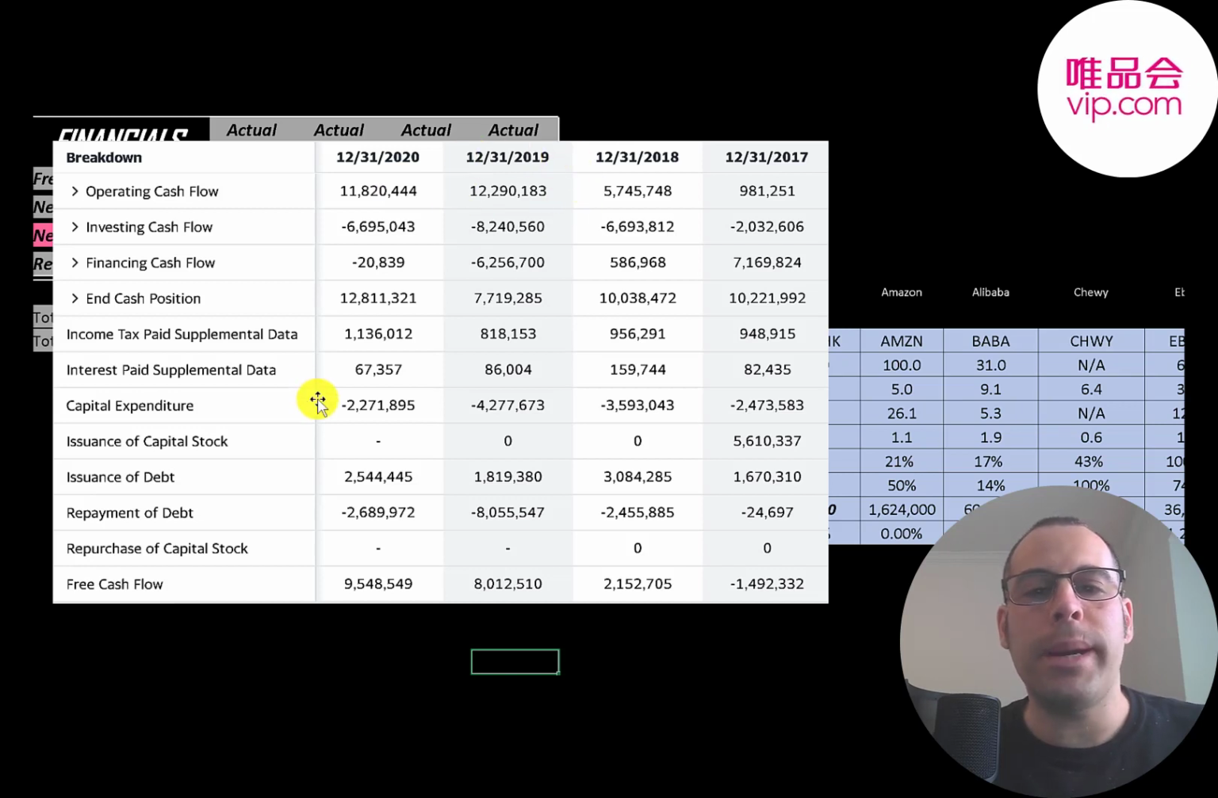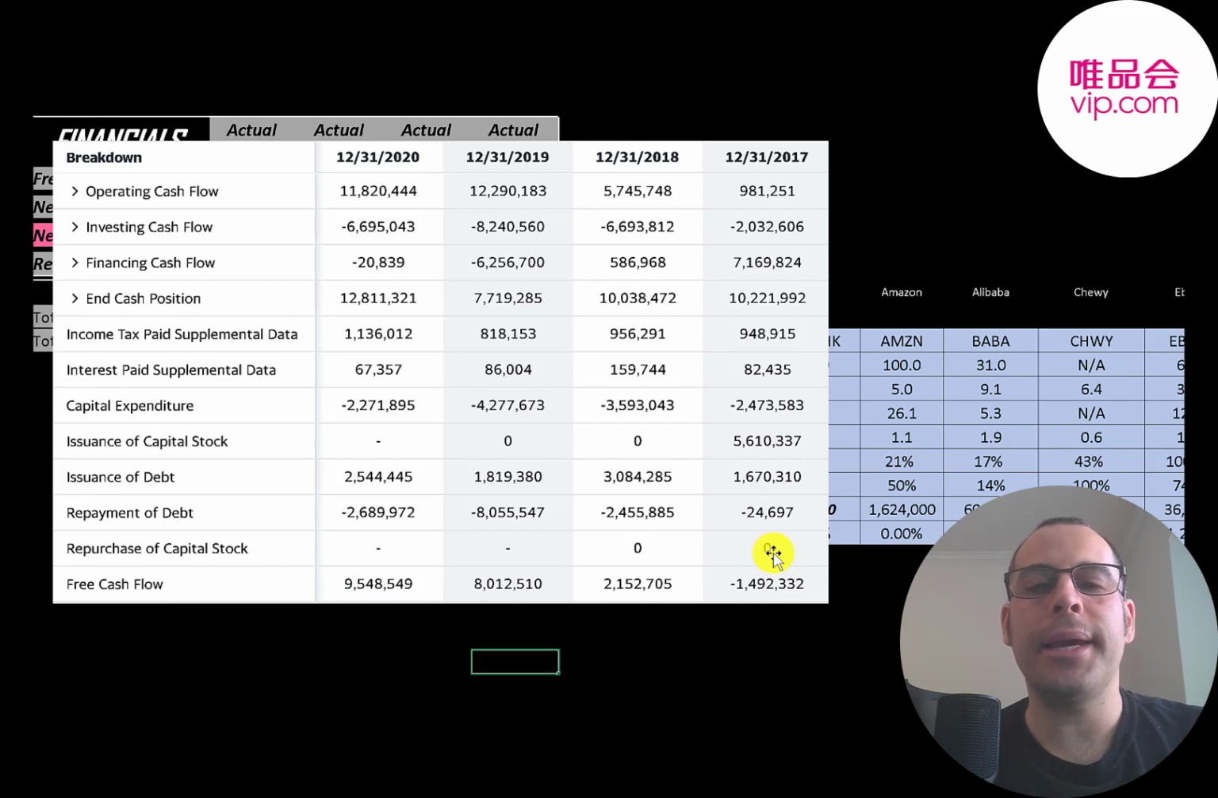Then you have capital expenditures, which are investments in property, plant, and equipment. They invest a lot in CapEx, $2.5 billion in 2017, up to $4.3 billion in 2019. Operating cash flow minus CapEx gives you your free cash flow. And they had negative free cash flow in 2017, way up to almost 10 billion yuan in 2020.